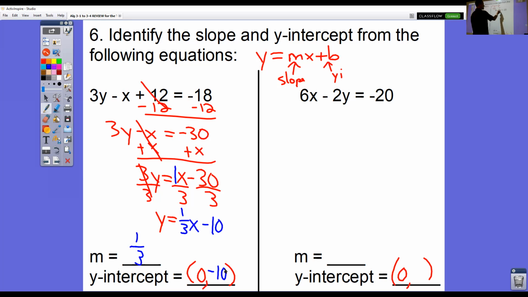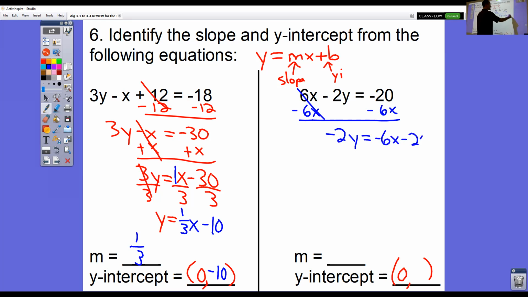When we take a look at this next one, we want to try and get the negative 2y all by itself. So minus 6x minus 6x. So negative 2y equals negative 6x minus 20. Divide by negative 2, divide by negative 2, divide by negative 2. Negative 6 divided by negative 2 is a positive 3x. Negative 20 divided by negative 2 is a positive 10.